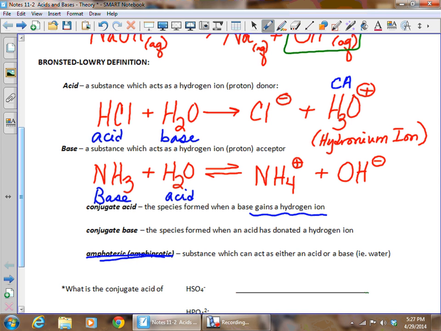A conjugate base is formed when an acid has donated or given away a hydrogen. So the acid in this first example was HCl. Once it gave away its hydrogen, it formed Cl minus. That's going to be the conjugate base, which I'm going to label as Cb.